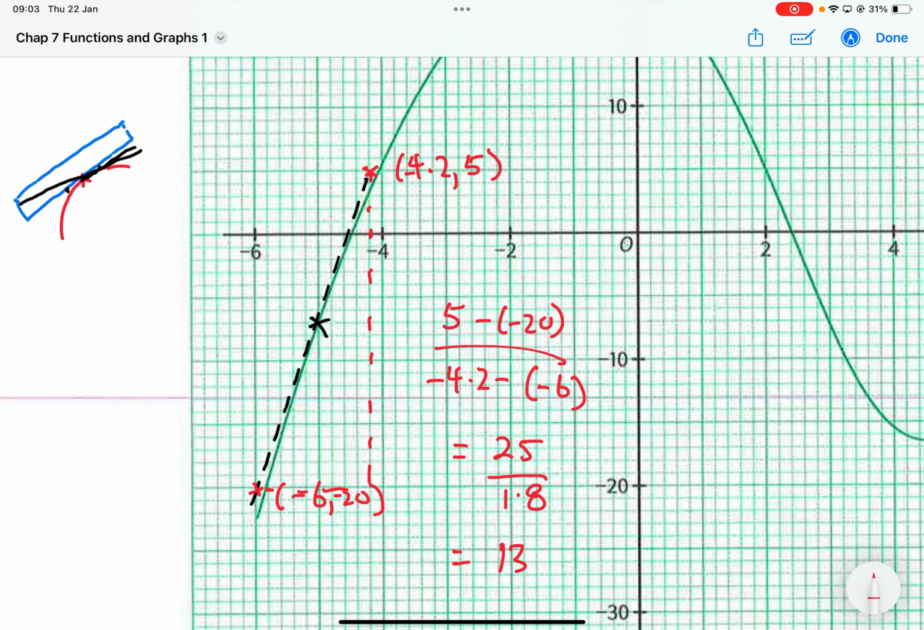13.9 for mine. y1 minus y2 over x1 minus x2, gradient. Gradient is how much you increase vertically divided by how much you increase horizontally. Gradient. All these, no, not tested.